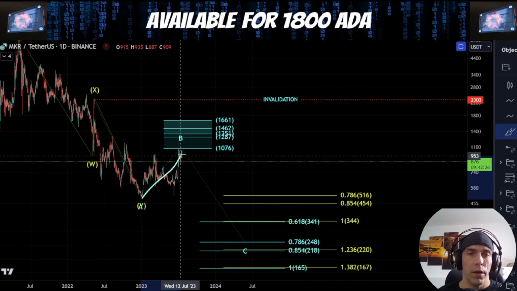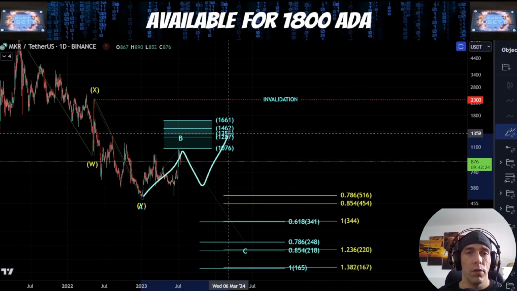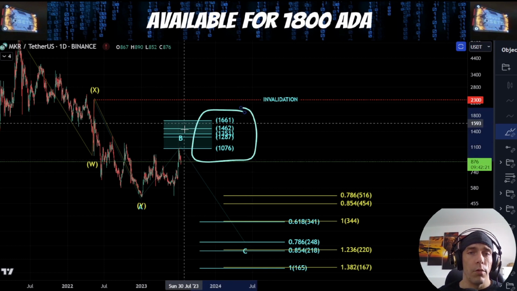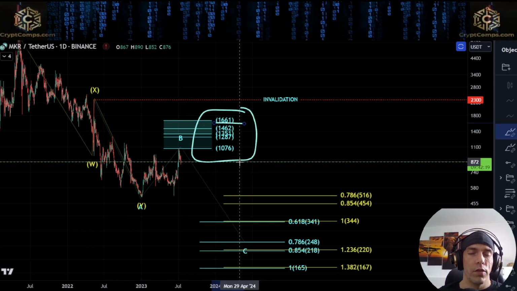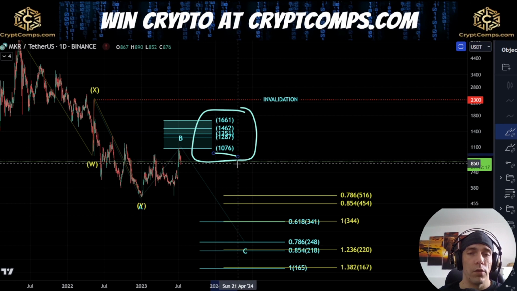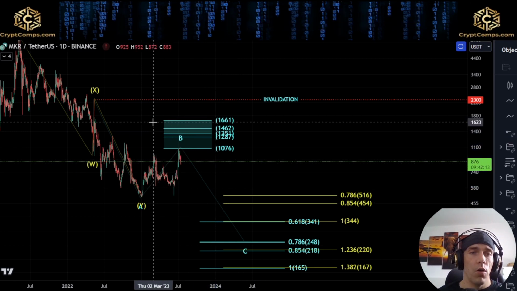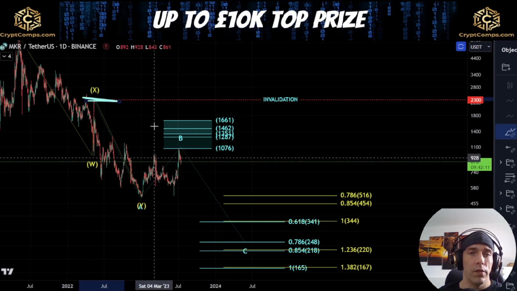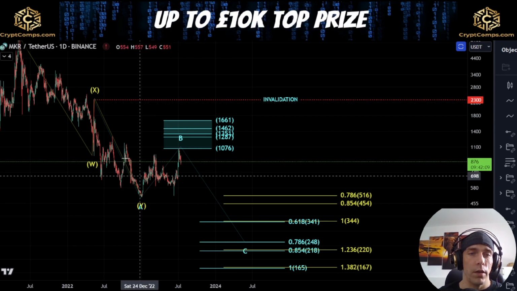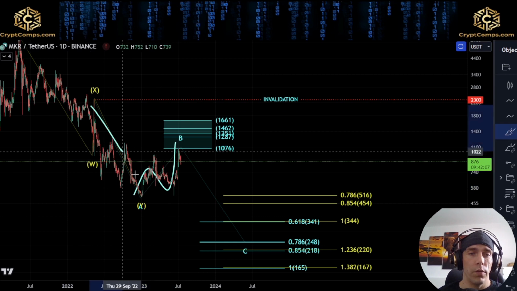If we do form something like this, where we actually form a more sideways movement, we could still look for a rejection higher up here between this 1661 and this 1076 as a possible B wave. So need to be careful of this area. Only once we start to break back above this X wave here can we get rid of the idea that this move is still part of this Y wave.